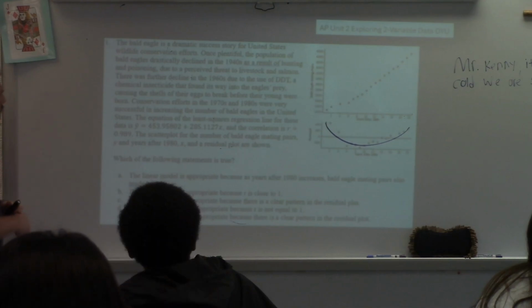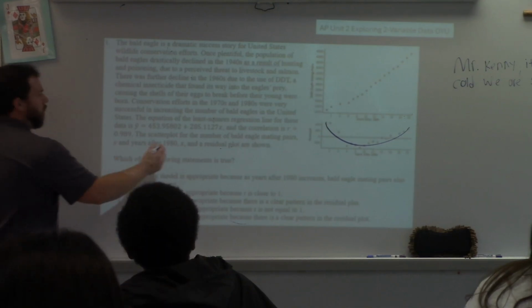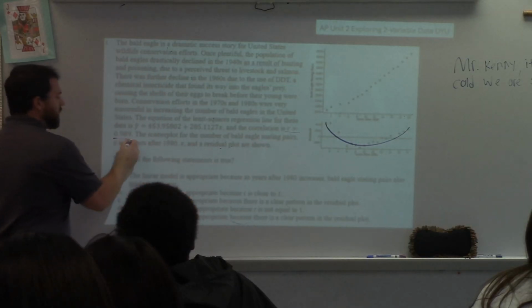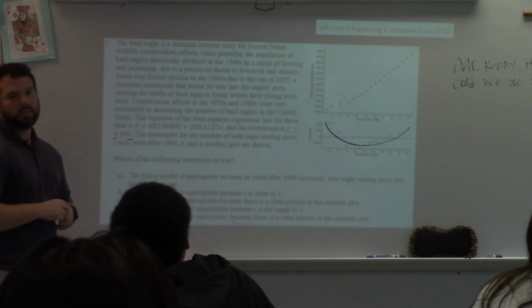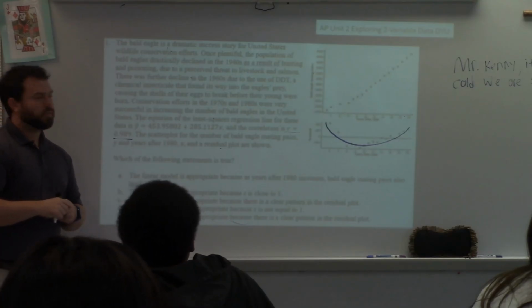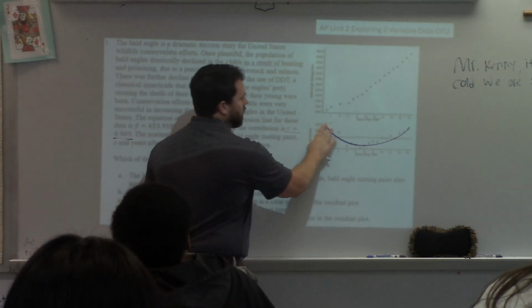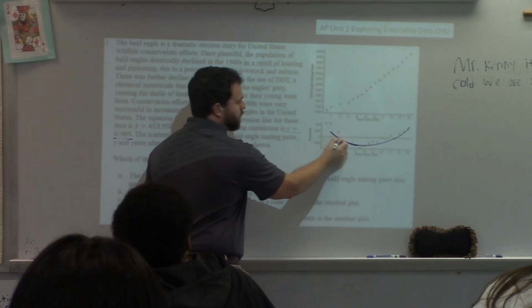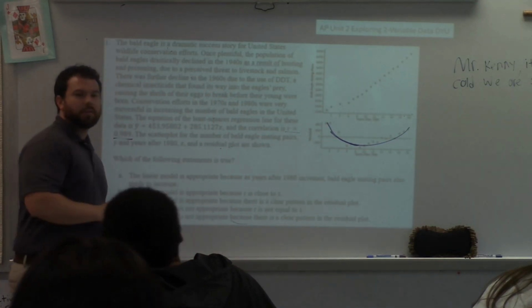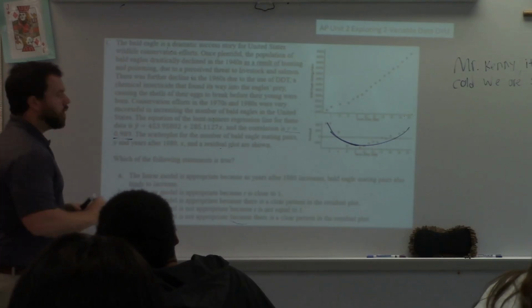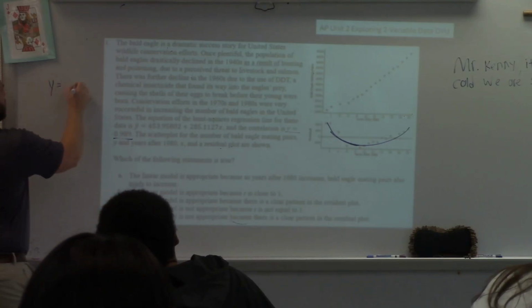First of all, r being close to 1 means it is a strong linear relationship, but is that actually linear? No, I guess not. Look at the residual plot though. You look at that residual plot and you look at this pattern. If there's a pattern in the residual plot, is it? No. Okay.